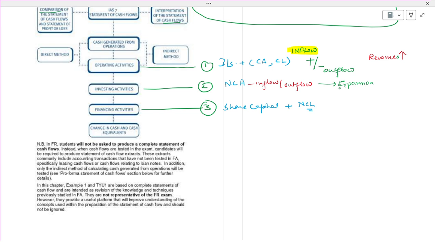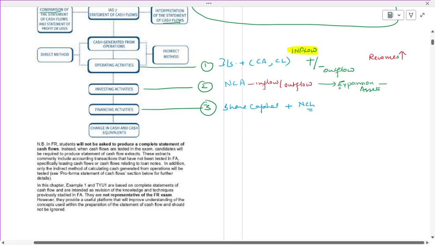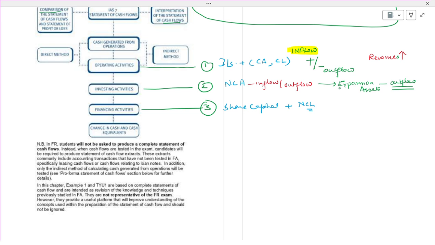When you expand the business, you are investing in assets. When you are investing in assets, it is not an inflow, it is an outflow. Are you clear about this? Very simple. You are doing the business, you want good revenue from operating activities. Then when you get good revenue, you will expand. It is a good sign. Now, financing activities, share capital, non-current liability.